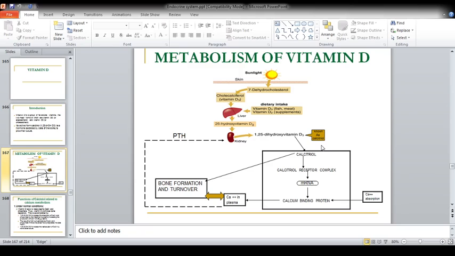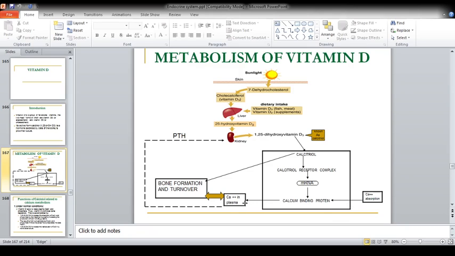So this 1,25 dihydroxy cholecalciferol is also known as calcitriol. This calcitriol acts on the calcitriol receptor complex, which then activates the messenger RNA, which goes in turn to act on the calcium binding proteins and cause calcium reabsorption in the kidneys and the gut.